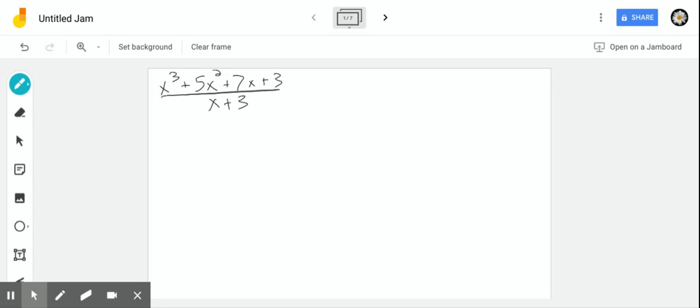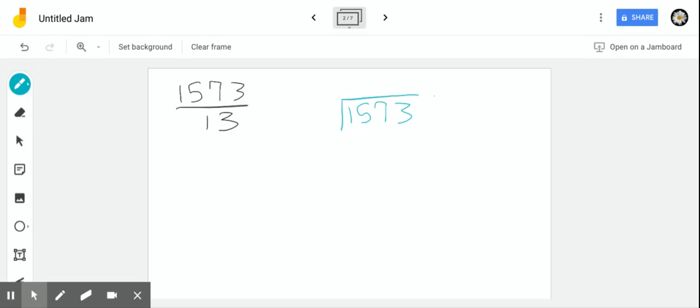So if we have this polynomial x cubed plus 5x squared plus 7x plus 3 divided by x plus 3, what on earth are we going to do with that? Before we get to this problem, I want to remind us how to divide numbers. If we have this and we don't have a calculator, we use long division. So we take that top number and we put it on the inside, and the 13 goes on the outside.